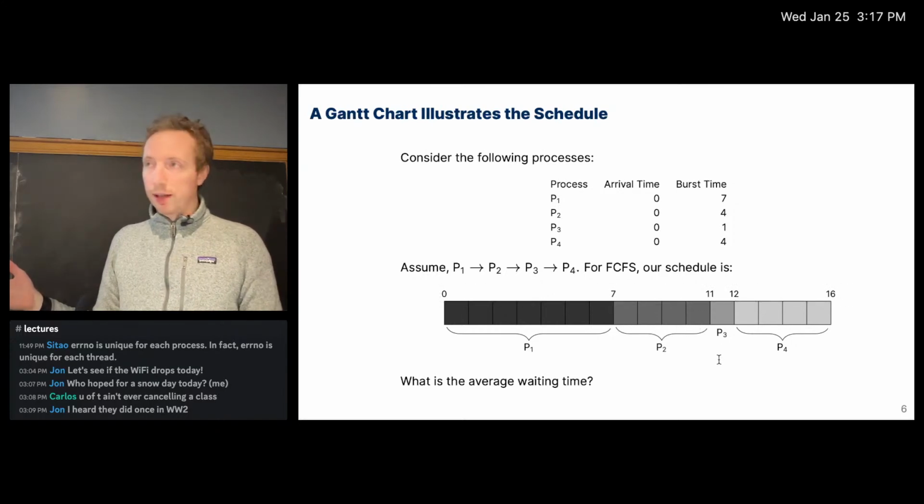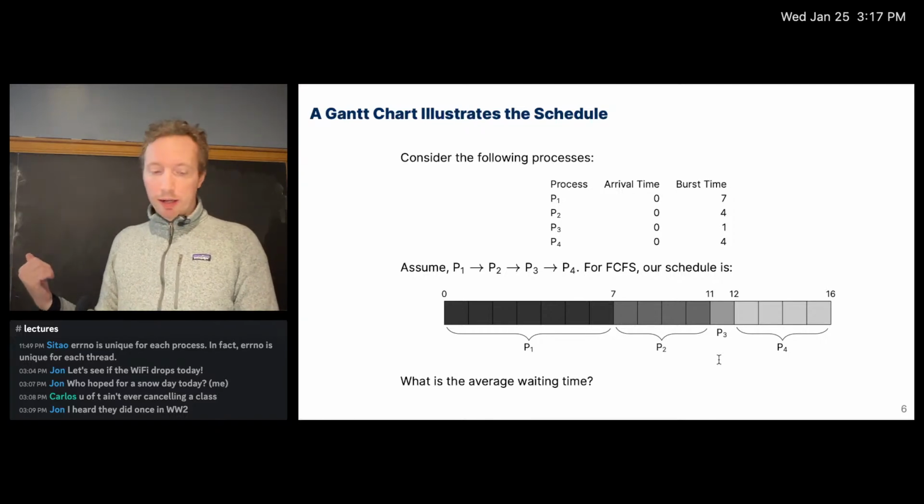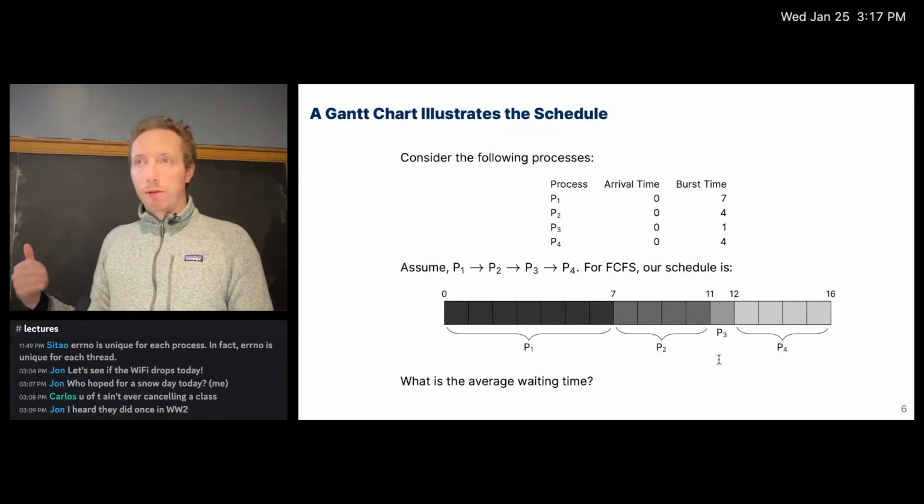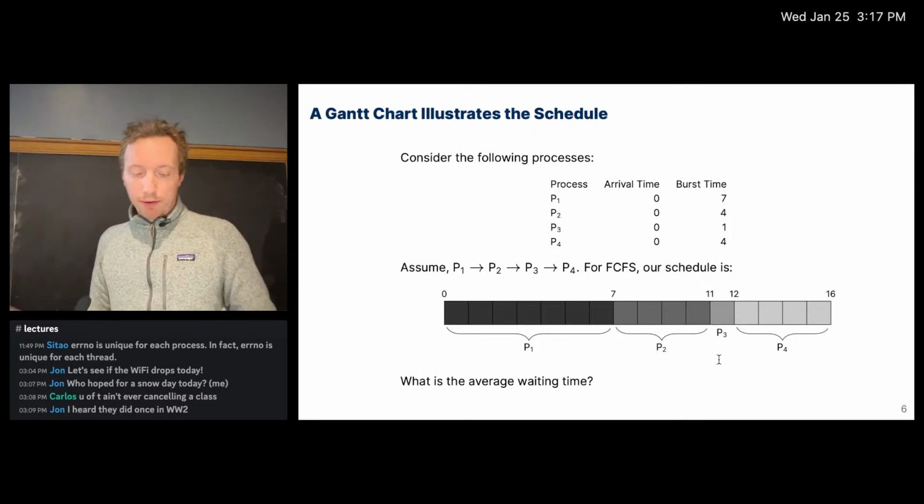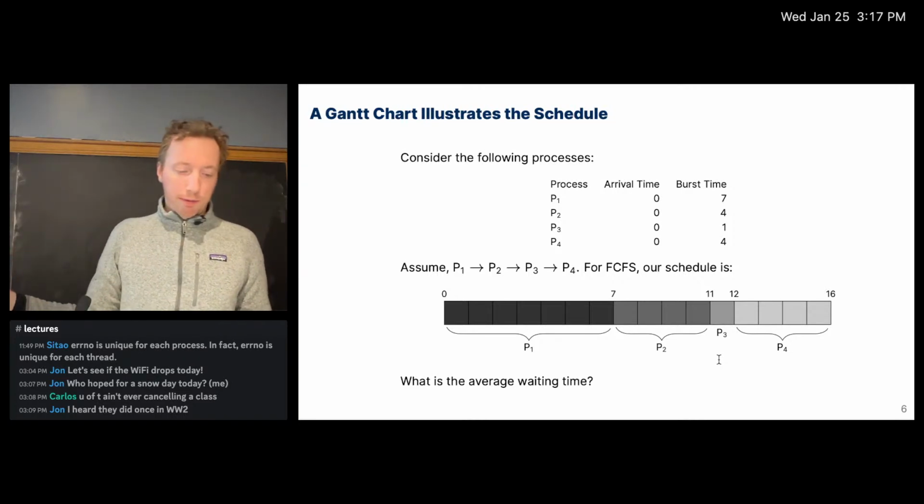Now at time equals 11, we have to schedule something else. P3 was the next. It's 1 time unit. We schedule it. 12, make another decision. There's only one thing left. So P4 goes for the last 4 time units.